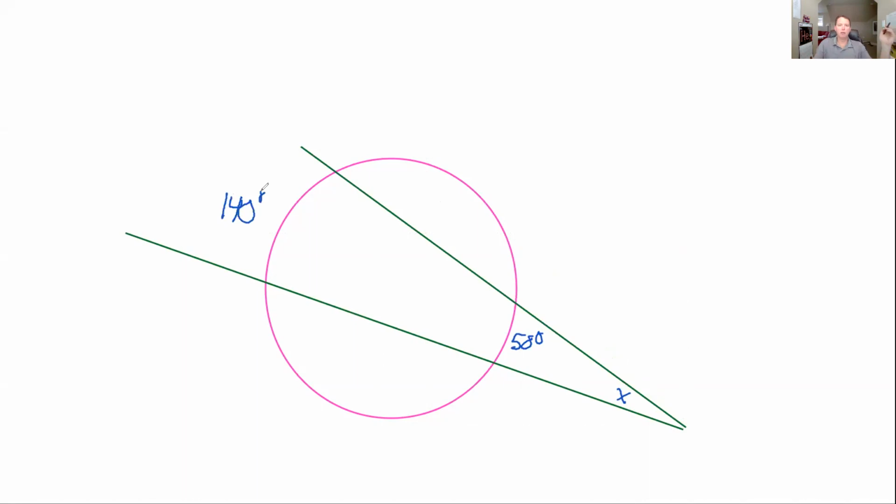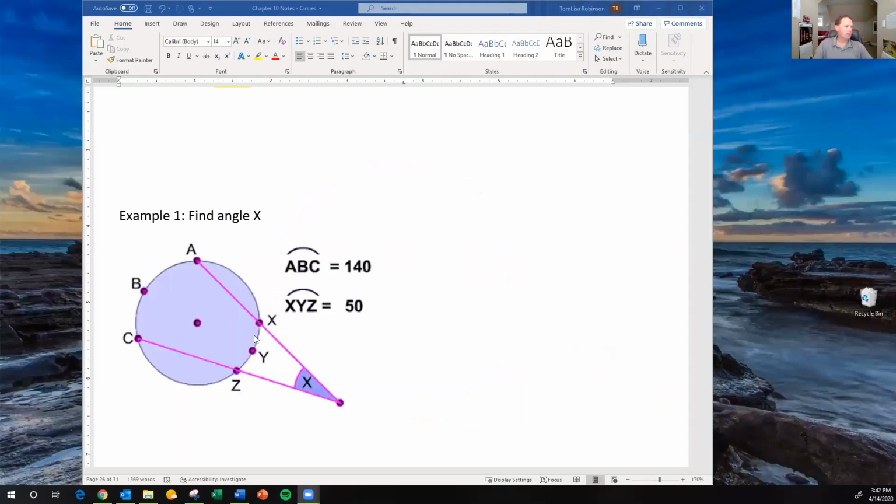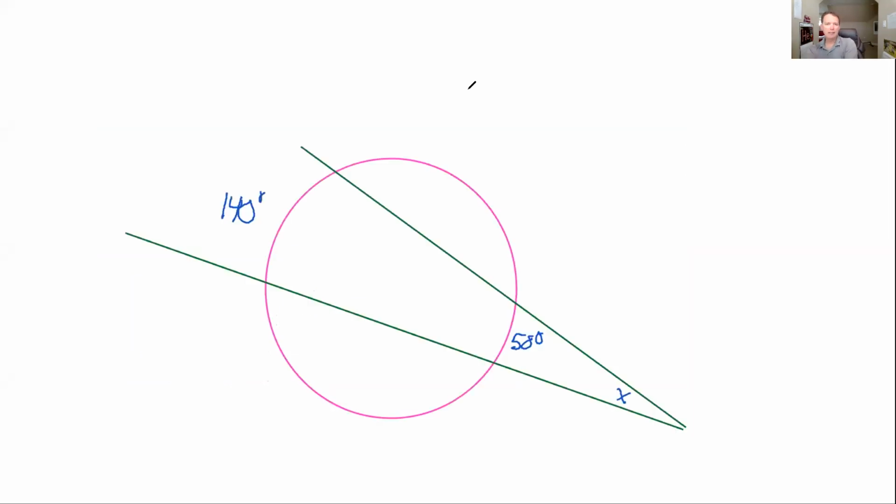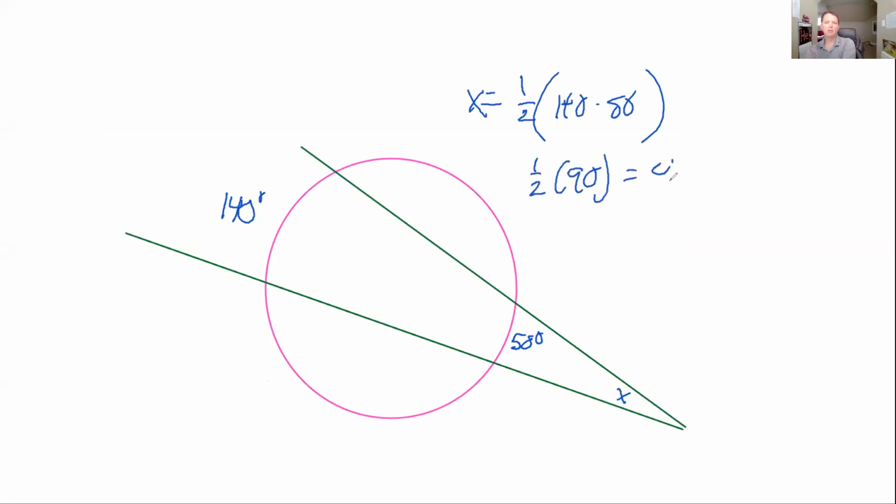That's the whole problem. Now I go back and show you where it came from. But the only thing that really matters here is that we have 50 degrees on the near side and 140 on the far side. Okay. So what do we do? Well, X is now going to equal 1/2 of the difference between these. So now it's 140 minus 50, 1/2 of 90. That's 45 degrees. X is 45 degrees.